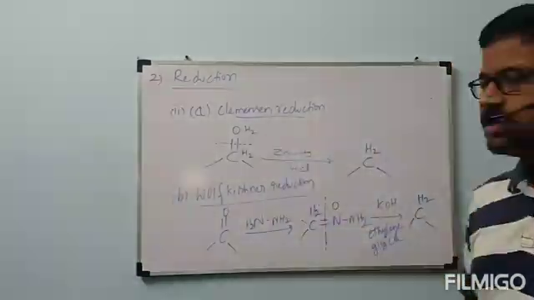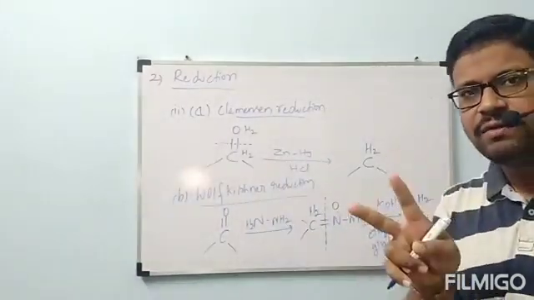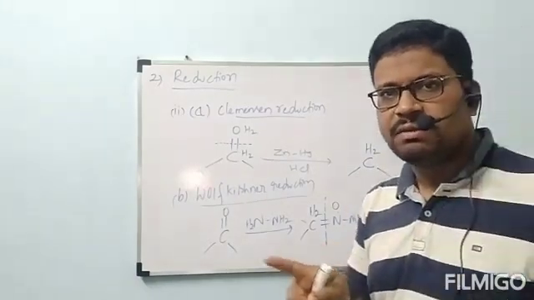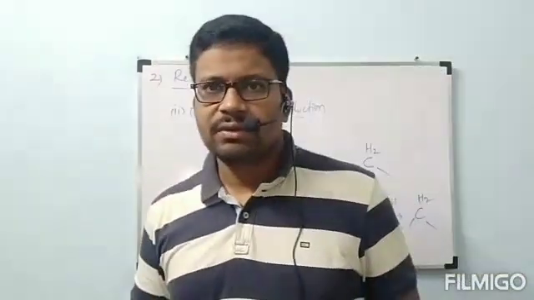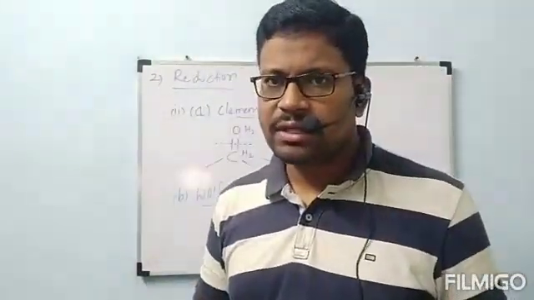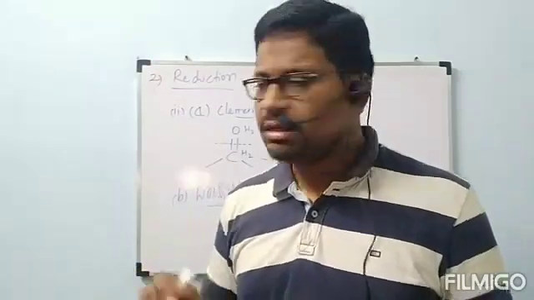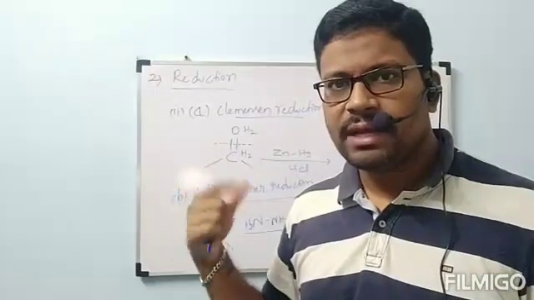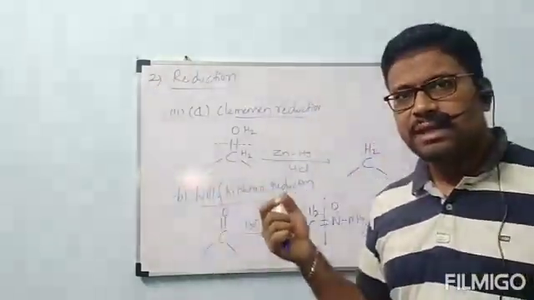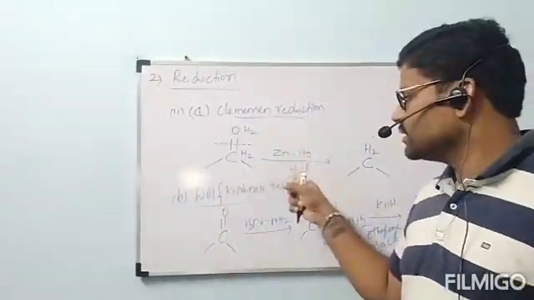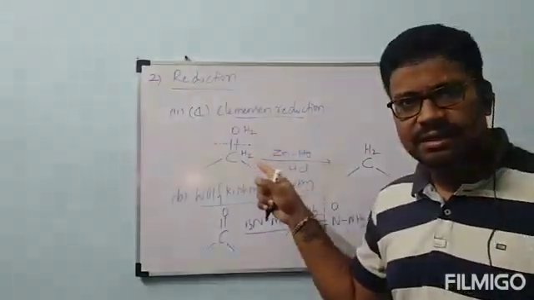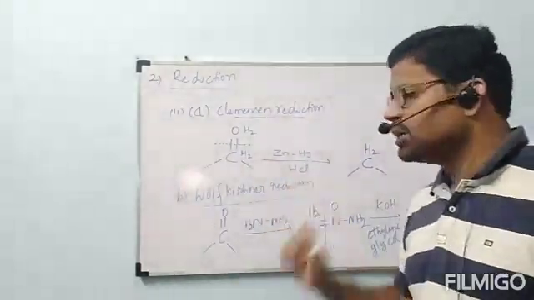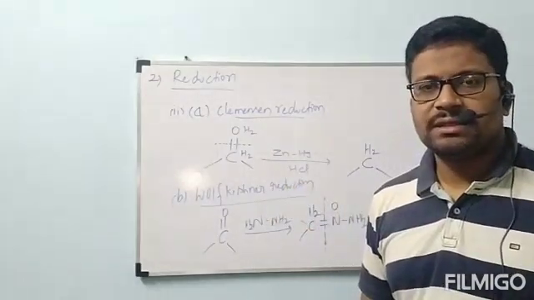So under reduction reactions, we have studied two types. First, aldehydes or ketones undergo reduction to form alcohols. Aldehydes form primary alcohol, ketones form secondary alcohol. Second type: aldehydes or ketones, C double bond O, converted to CH2 by the following reagents. Zinc amalgam and HCl is called Clemmensen reduction. NH2NH2 and hydrolysis is called Wolff-Kishner reduction. This is about reduction. Shall we go to the next one?